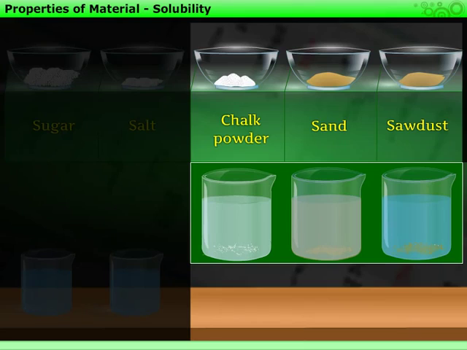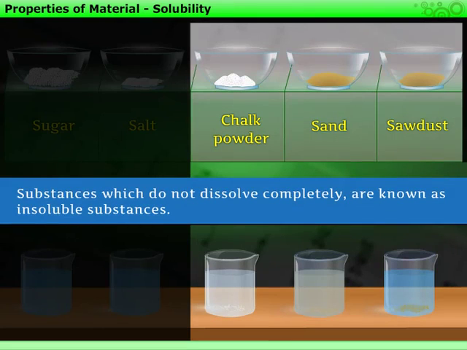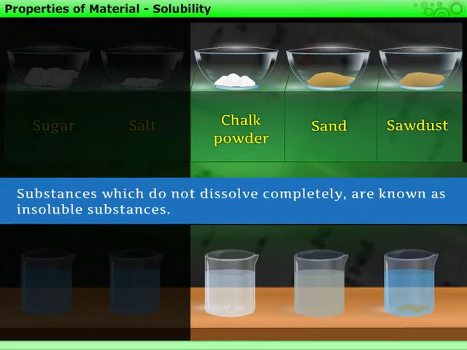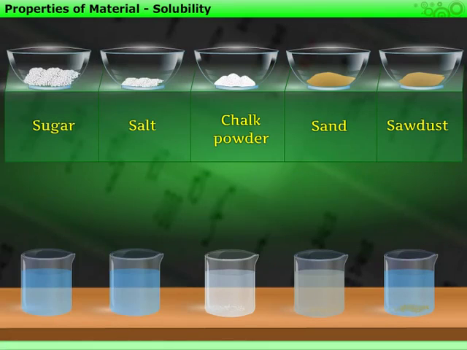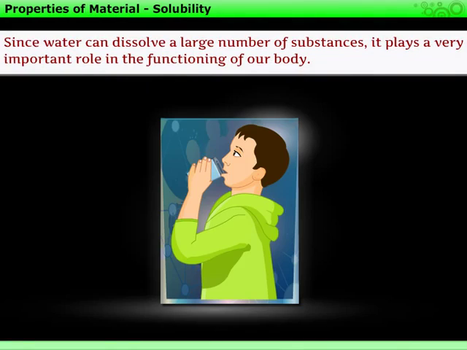Whereas sand, chalk powder, and sawdust do not disappear in the water completely, even after we stir for a long time. Such substances which do not dissolve completely are known as insoluble substances. Since water can dissolve a large number of substances, it plays a very important role in the functioning of our body.